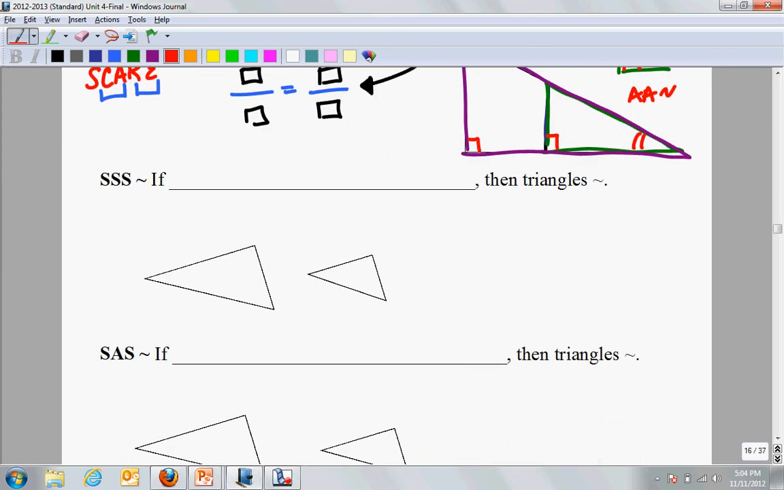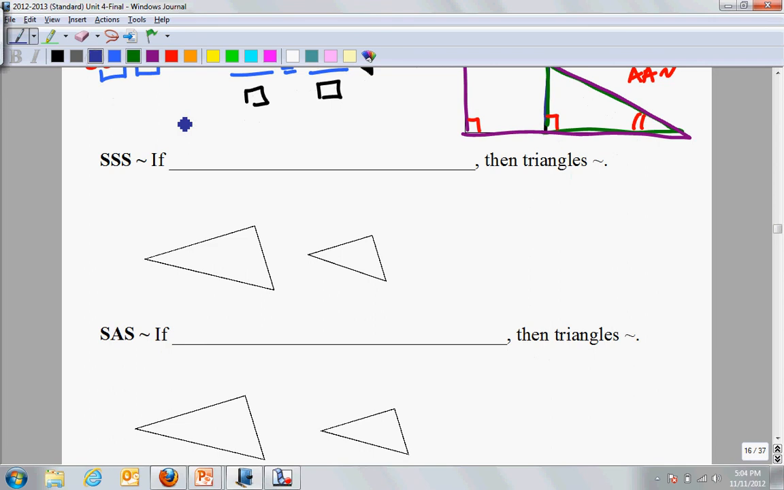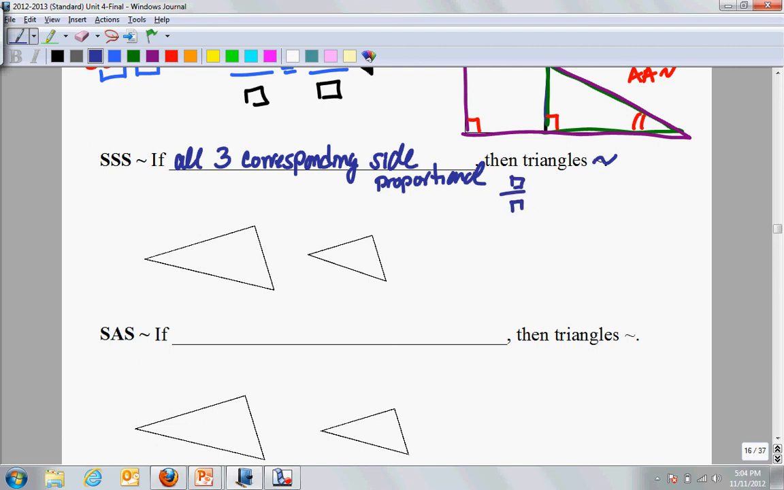The next one says, if all three corresponding sides, now not congruent, because that would make it side, side, side congruency, but all three corresponding sides are proportional, then the triangles are similar. Remember, proportional means that the ratios are equal.